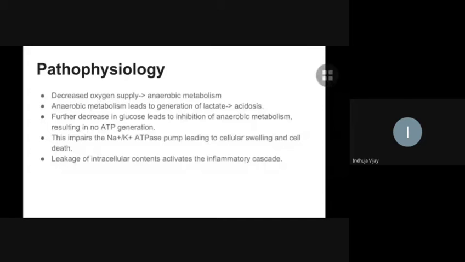At this point of time, the sodium potassium ATPase pump will stop working. So when this stops working, there will be increased sodium and fluid influx into the cell, leading to cellular swelling and cell death finally. Okay, and further there will be calcium influx into the cell. This will lead to activation of phospholipases and other enzymes, leading to autodigestion of the cell. So this is the pathophysiology at the cellular level, what happens in shock.